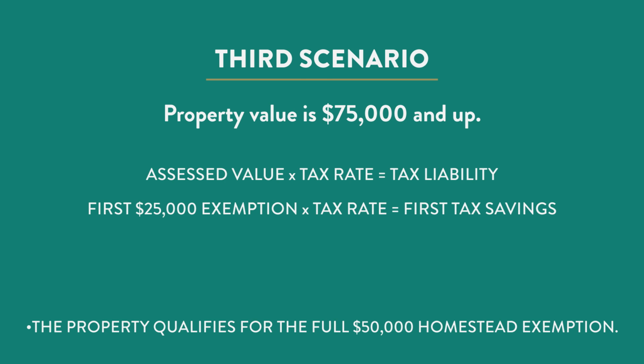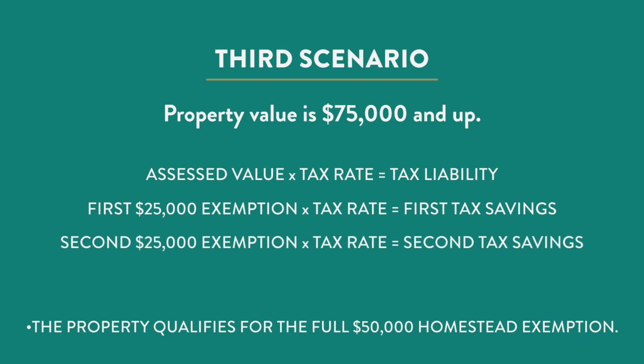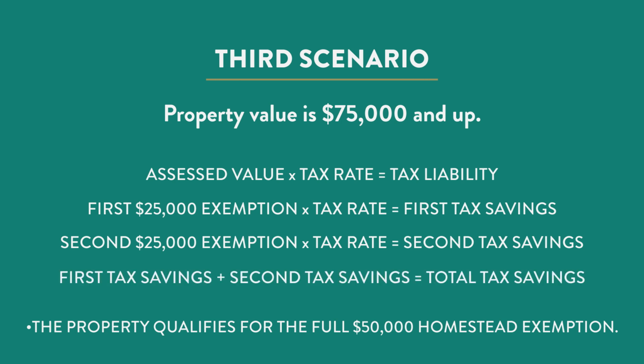So for the first $25,000 exemption, you're going to take that $25,000, multiply it by the tax rate, and that will equal our first tax savings, which applies once again to the city, county, and school board. And then the second $25,000 exemption times the tax rate will equal our second tax savings, which applies to the city and the county only, not the school board. Total tax savings equals the first tax savings plus the second tax savings.